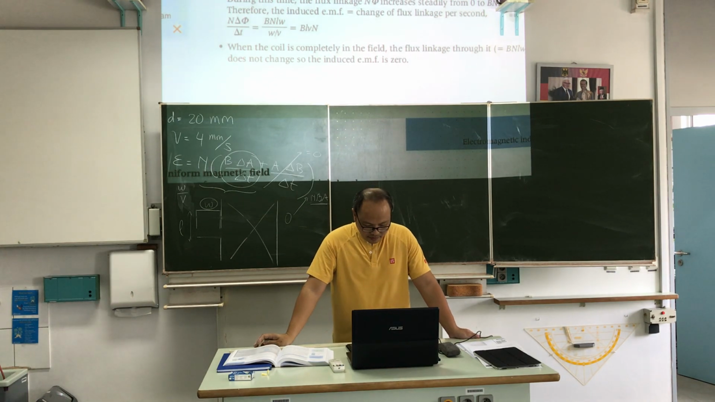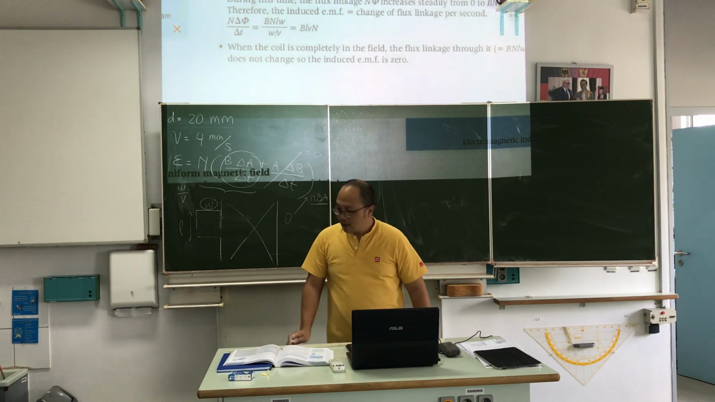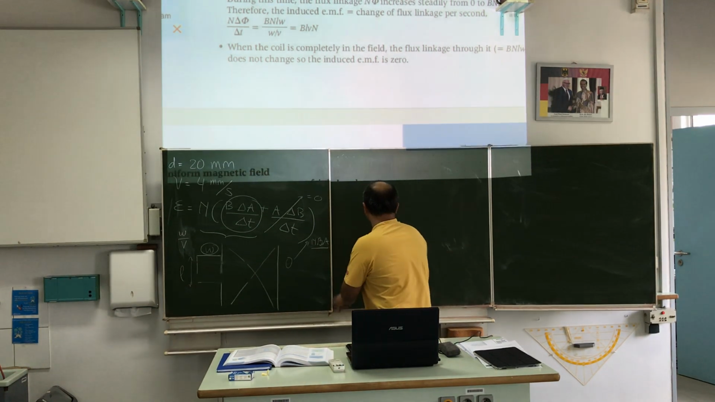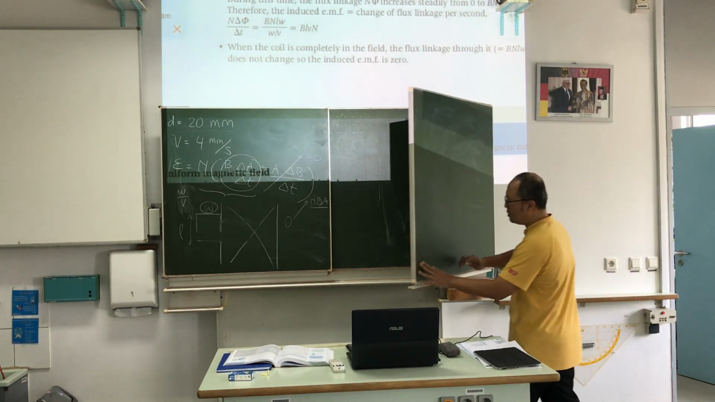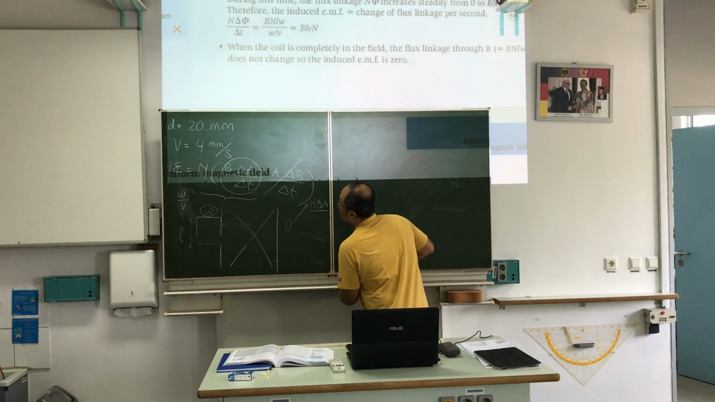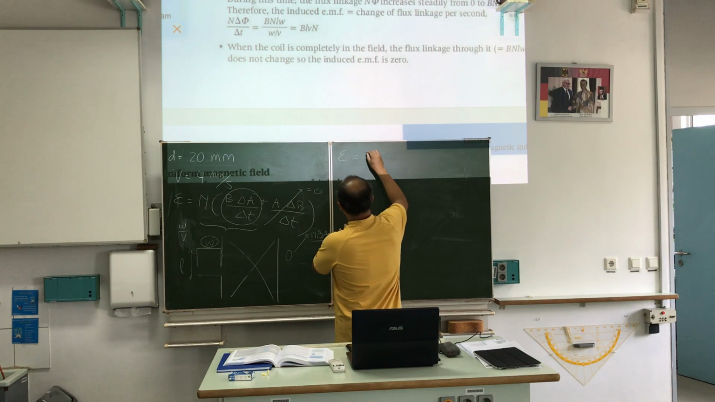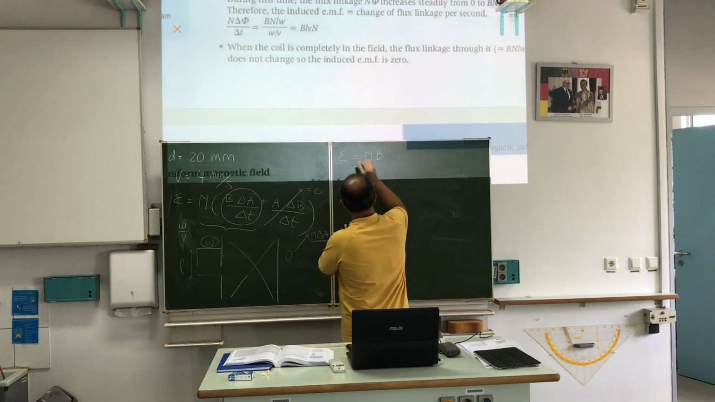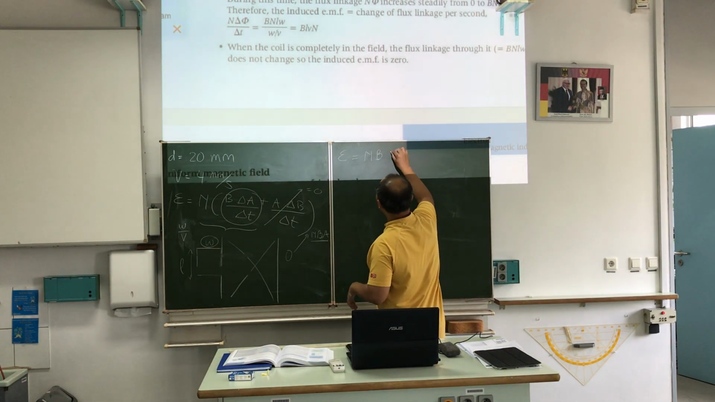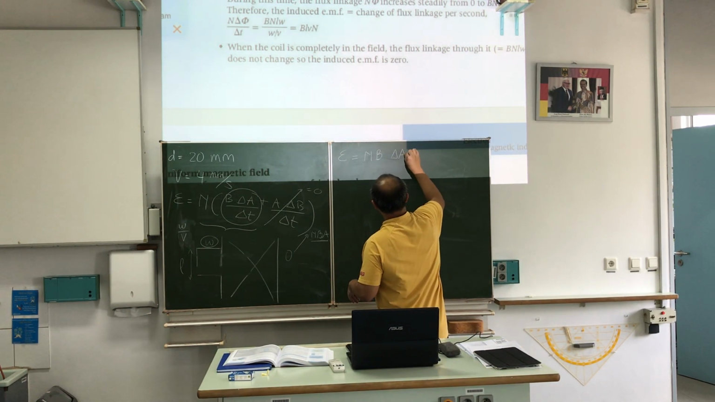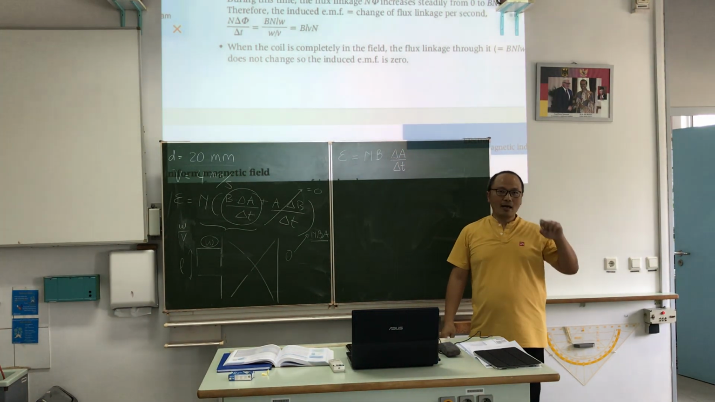Therefore, the induced EMF equals the change of flux linkage per second. Let me help you do it correctly. It's just a little too fast for some people. So now the EMF epsilon is N and B, constant, times delta A divided by delta T. Alright?